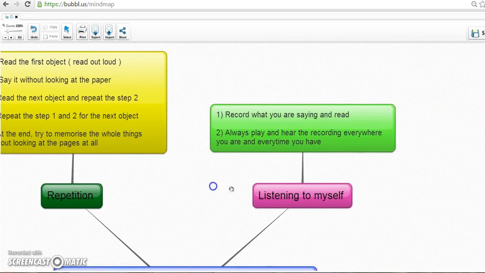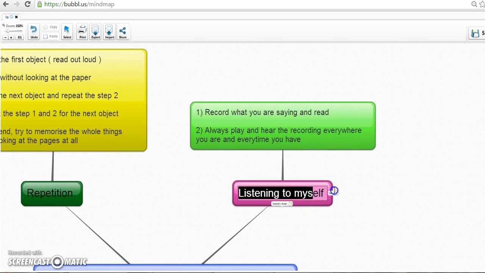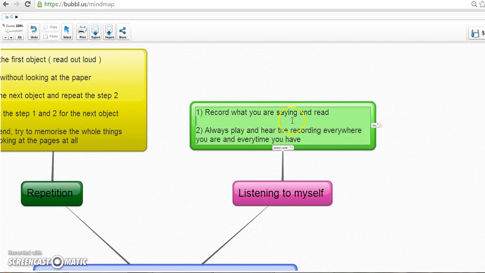The next technique is listening to myself. So, record what you are saying and reading. Record anything that you think is important for your learning methods. Next, always play and listen to the recording everywhere you are and every time you have. This way, you can also follow what you have recorded and try to memorize again.